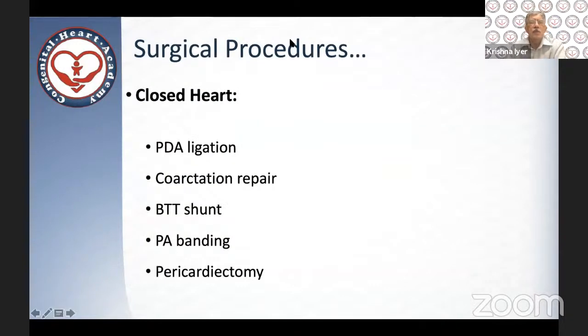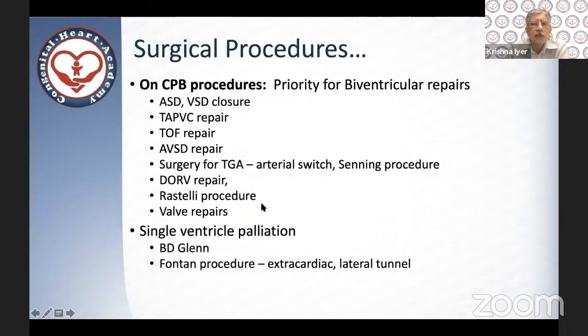What are the surgical procedures that they need to learn? Closed heart surgeries: PDA ligation, coarctation repair, Blalock-Taussig shunt, pulmonary artery banding, pericardiectomy. These are some of the common closed heart procedures that they need to learn.